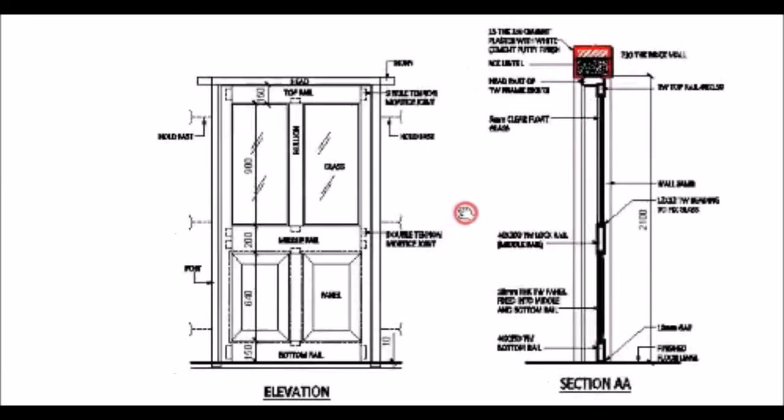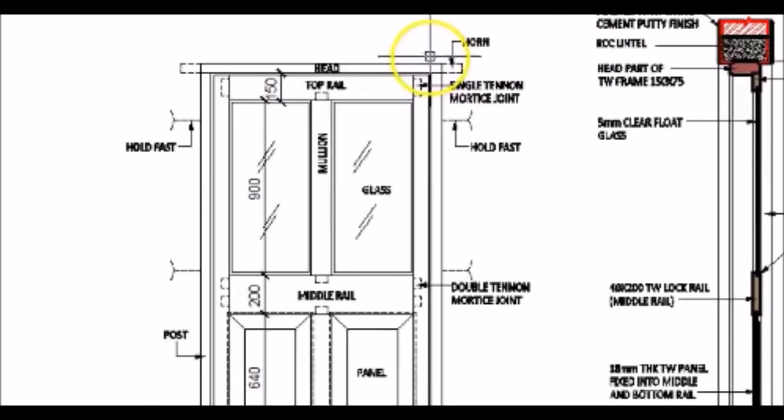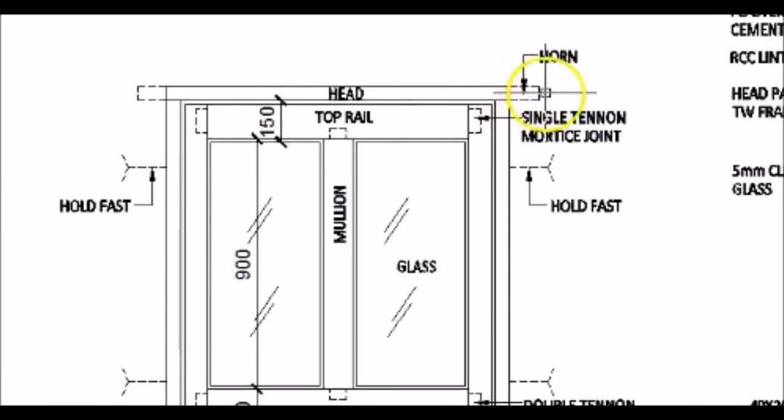Let us look at the elevation now. In elevation, you will see that the top member, that is the top part of the frame, that is the head, is projecting out on both sides, and this projection is about 100 mm on both the sides, and this projection is called the horn. The purpose of the horn is again to fix the frame into the wall.